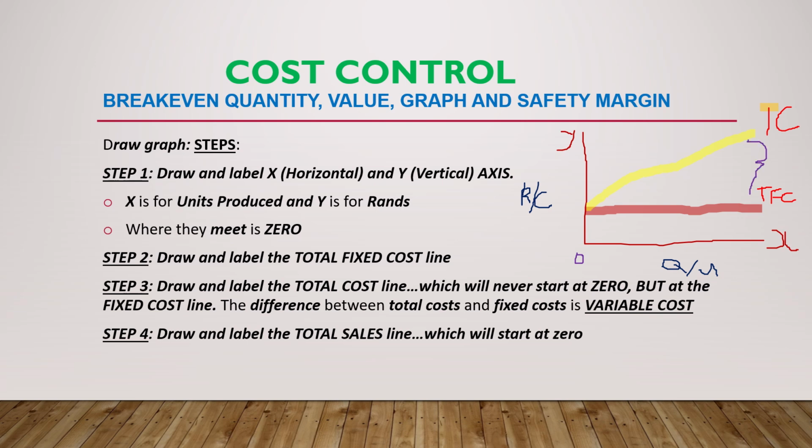All this area in between, okay, all this area is your total... sorry, this is your total cost, and then this area right here, between your total fixed and your total cost, is your total variable cost. Total variable cost. Right. Okay.